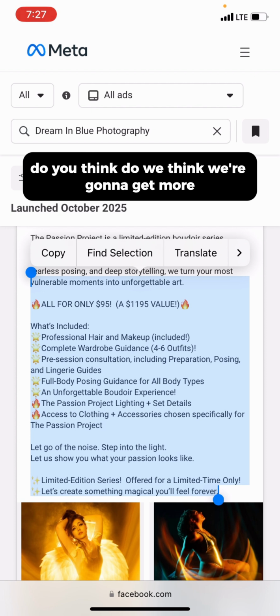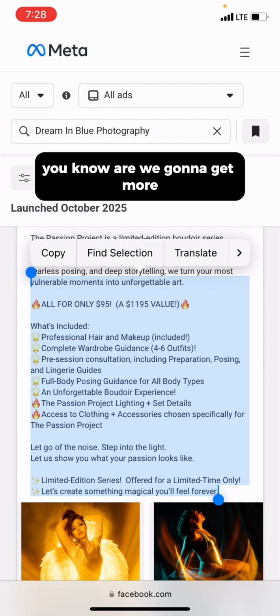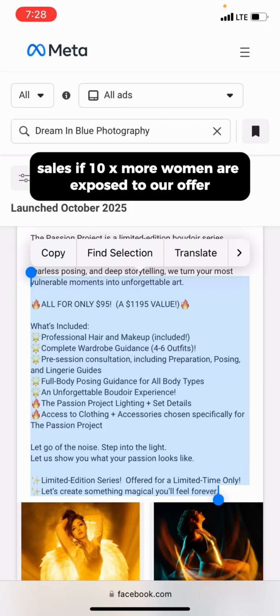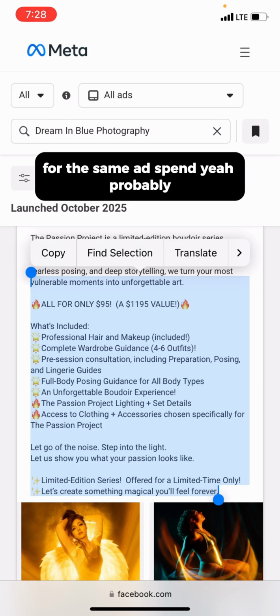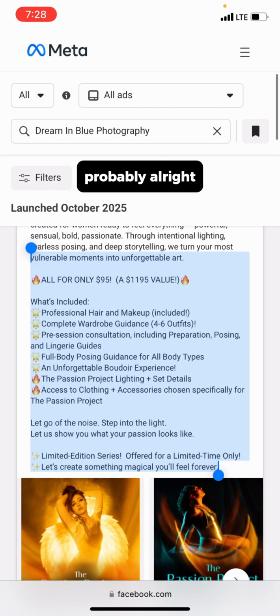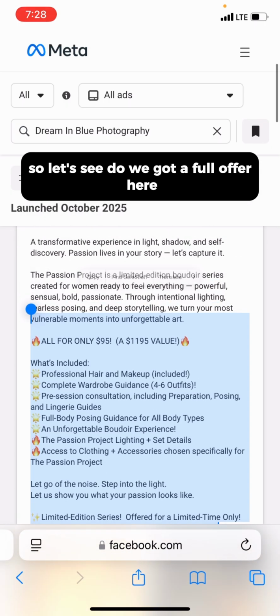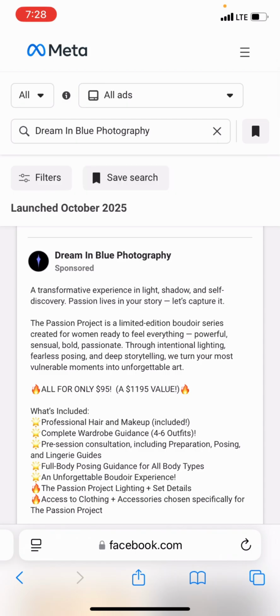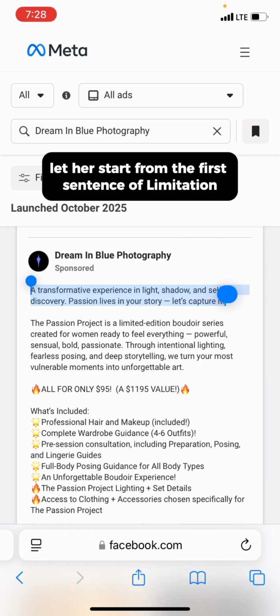And what do we think? Do we think we're going to get more sales if 10x more women are exposed to our offer for the same ad spend? Yeah, probably. All right, so let's see. Do we got a full offer here? Actually, this ad is mostly all full offer. Literally starting from the first sentence.